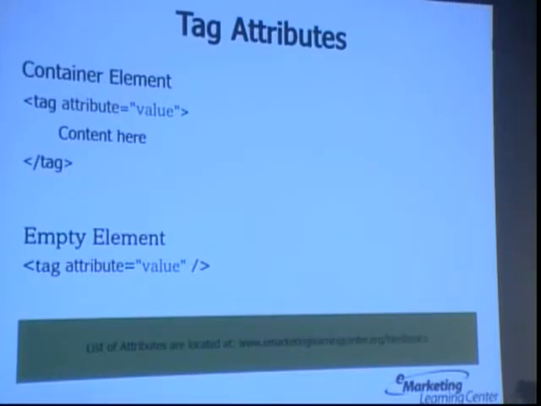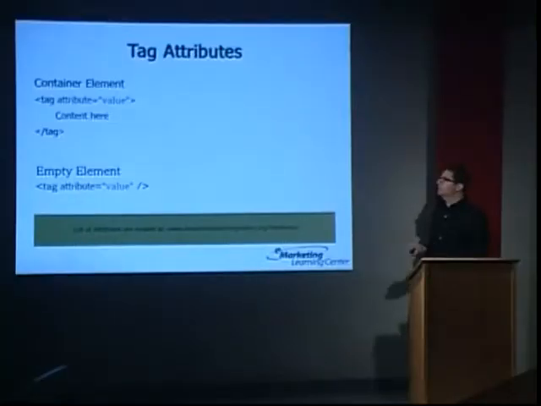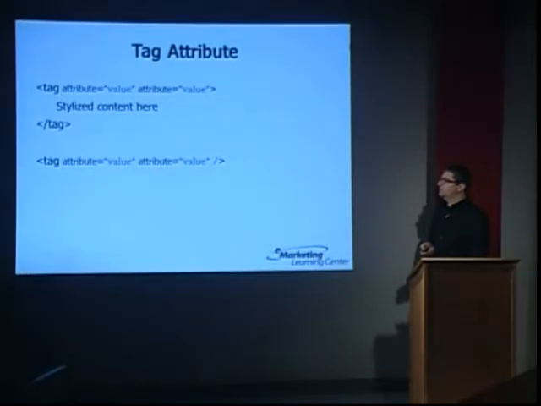An empty element works the same. Image is a good example of an empty element. I'll show you in a minute how you would link an image. But it's the same process: open tag, attribute, and the value. The attribute could be a range, like I said, listed on this web domain here. And the value can come in all sorts of ranges specific to each tag.